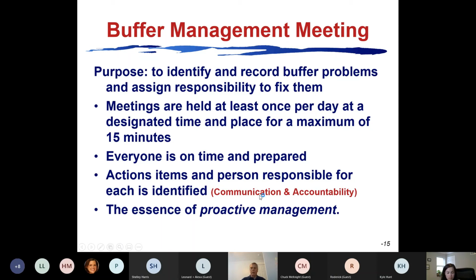When you leave a buffer management meeting, everybody knows the priorities. We've communicated them clearly, and we've made it clear who is accountable to lead the charge on dealing with every one of those issues. And that person would bring in whomever they must to make sure that we get results. This is the essence of proactive management.